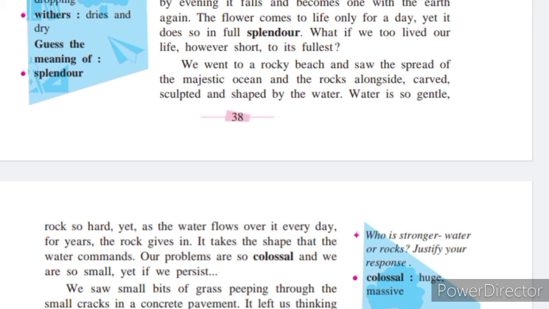And the rock has that shape that water has given to it, meaning even if water is so gentle and rock is so hard, the gentle water tries and tries, doesn't give up and wins the day.